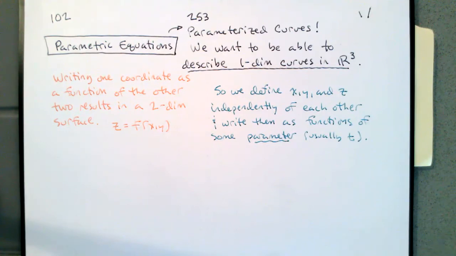One of the stuff that we want to describe is one-dimensional curves in R3. We know that writing one coordinate as a function of the other two will result in a two-dimensional surface. If I write z equals f of xy, or x equals g of y and z, or y equals h of x and z, I think I got those three, then we'll end up with a two-dimensional surface in R3, like a big curvy sheet of paper in the room.